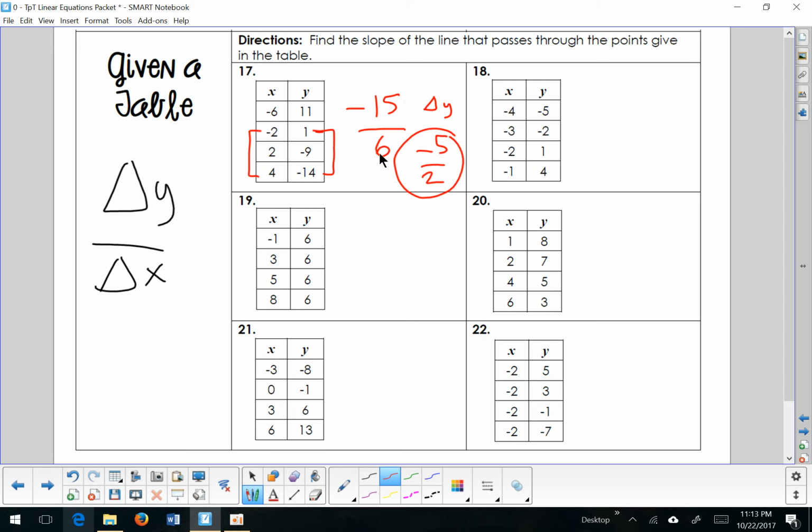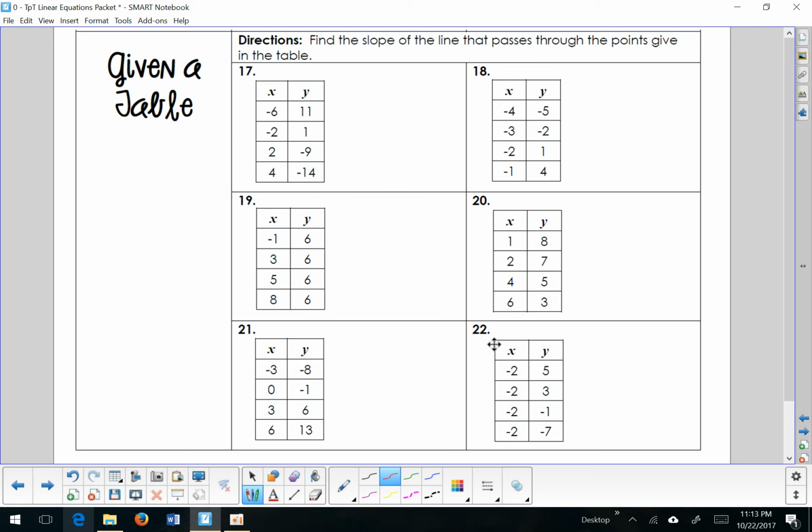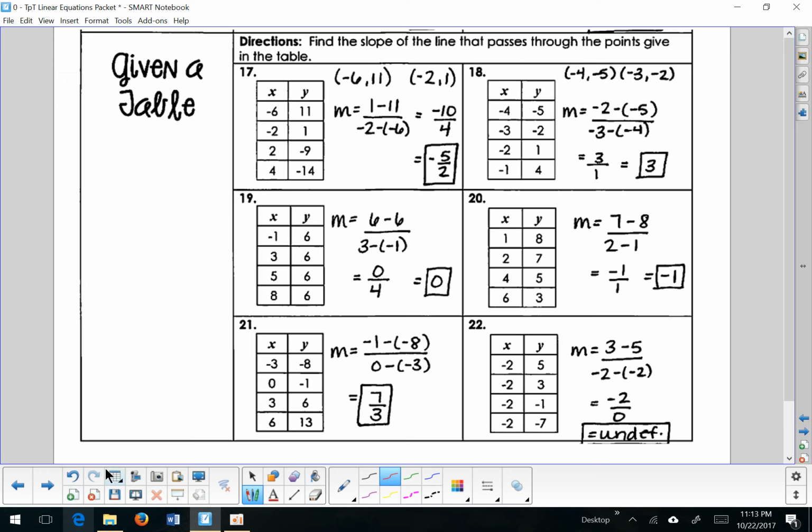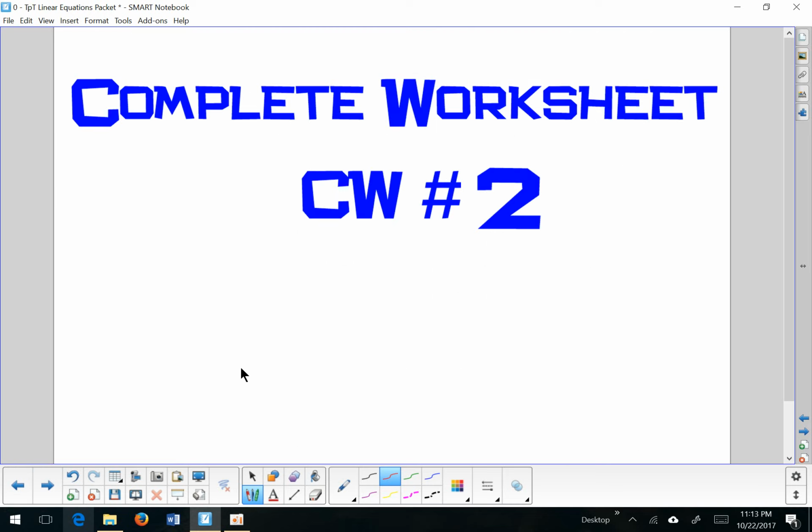So you can certainly use the formula here for the table by choosing any 2 points you like, or you can use this delta y, delta x pattern and choose any 2 points you like to find that pattern quickly. Alright, pause the video here, give these a try, then unpause to check your solutions. Okay, let's see how you did. Pause the video, check over your work, and when you're done, you can get started on your next classwork assignment.